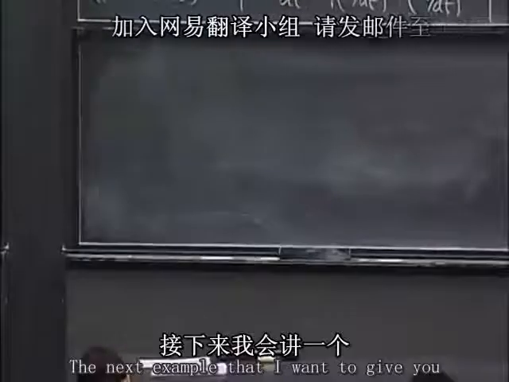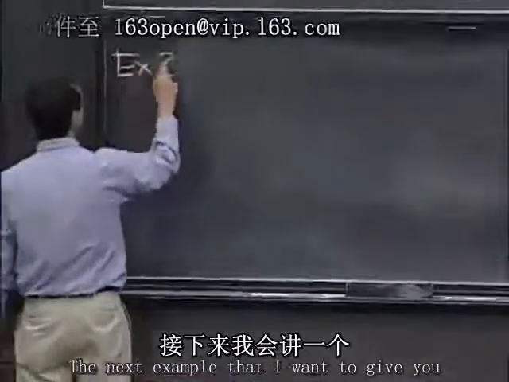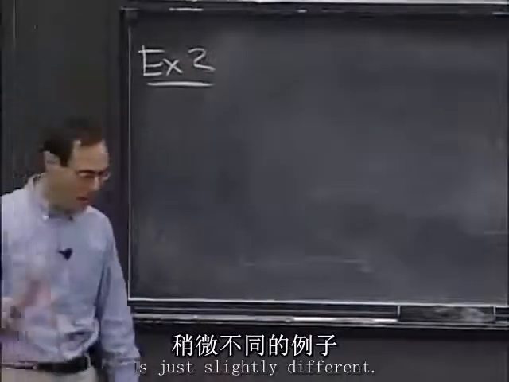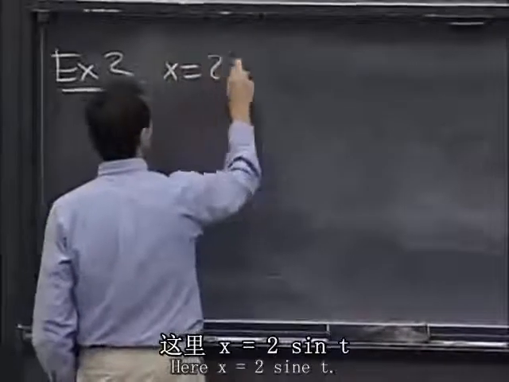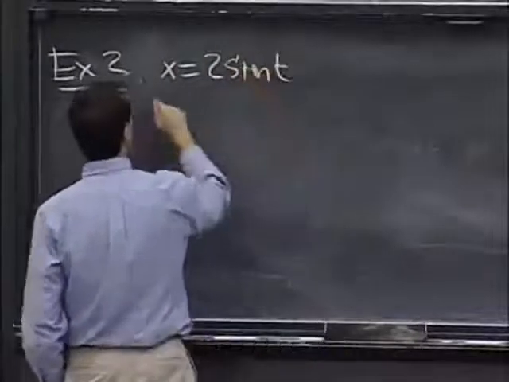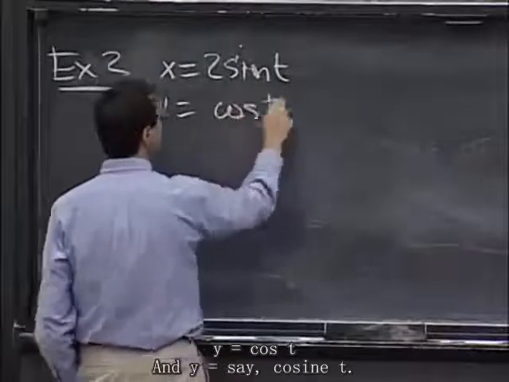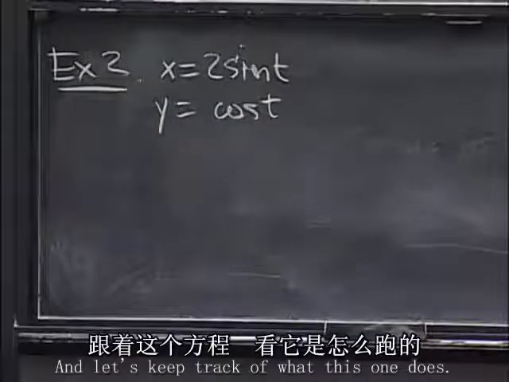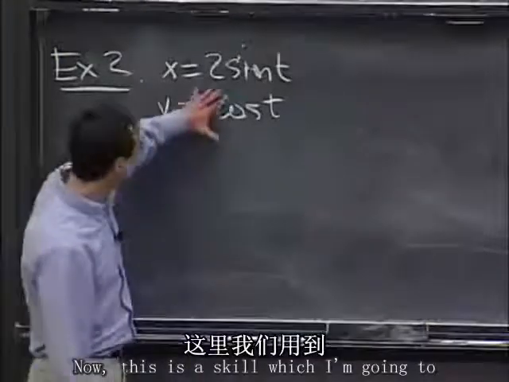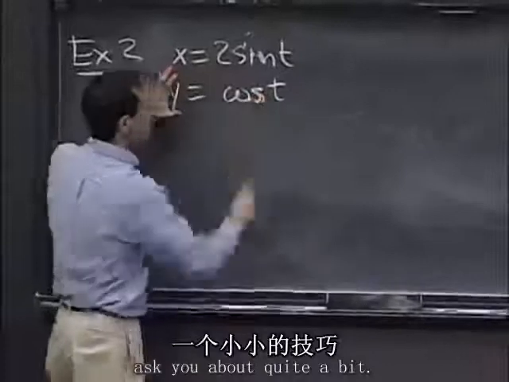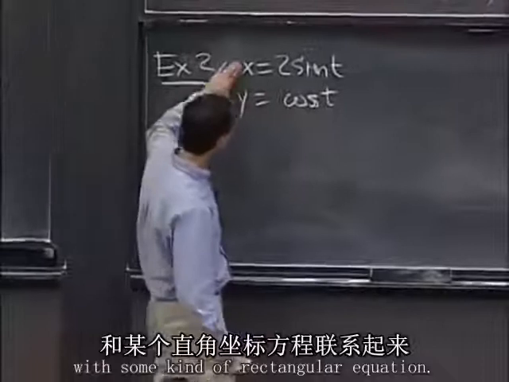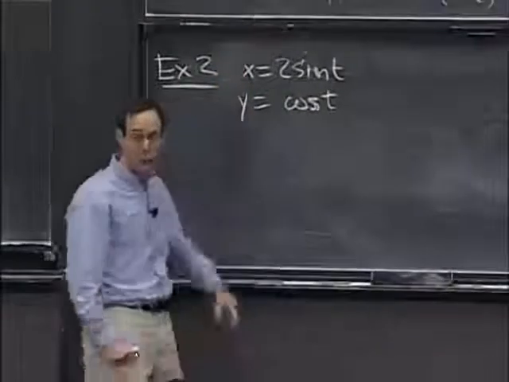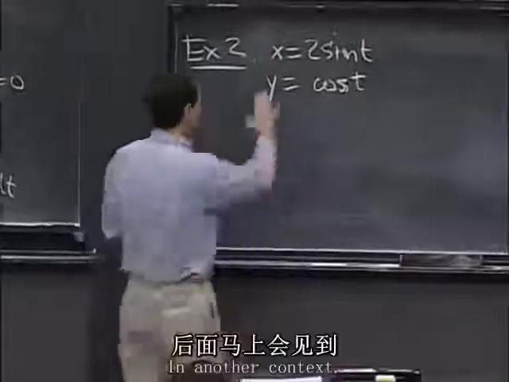All right, now the next example that I want to give you is just slightly different. It'll be a non-constant speed parameterization. Here, x is 2 sine t, and y is, say, cosine t. And let's keep track of what this one does. Now, this is a skill which I'm going to ask you about quite a bit, and it's one of several skills. You'll have to connect this with some kind of rectangular equation, an equation for x and y.